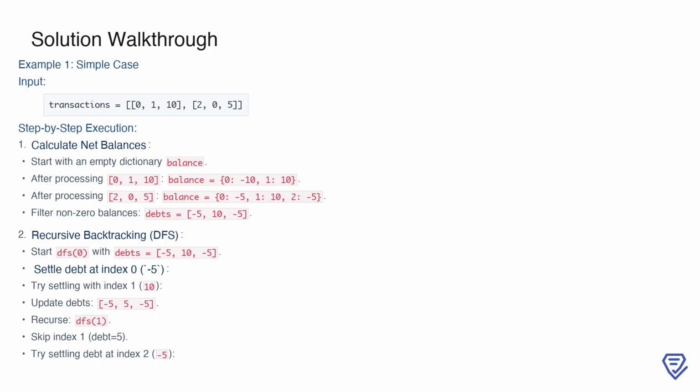The next step is to minimize the number of transactions needed to settle these debts using a recursive backtracking approach. Starting with the first debt of -5 at index 0, we attempt to settle it with the creditors. First, we try settling with the debt at index 1, which is 10. Updating the debts array to reflect this partial settlement gives us [-5, 5, -5], and we proceed to the next step by recursing into the next index.